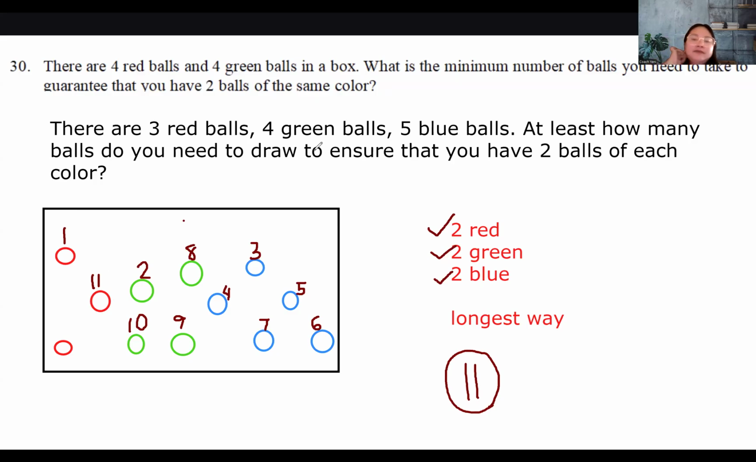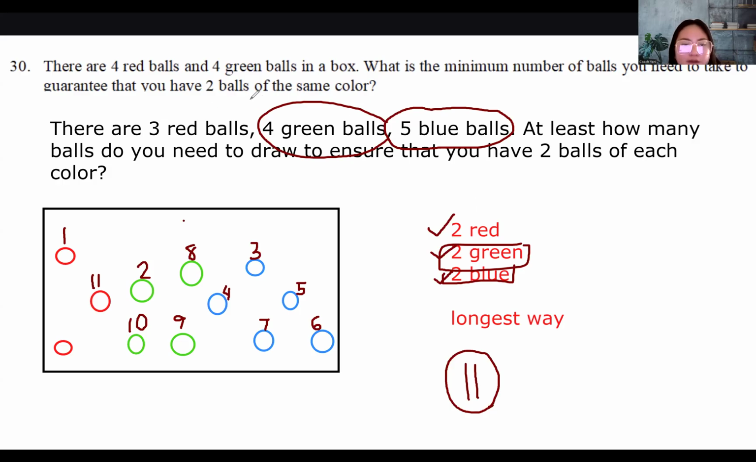So what's the rule of thumb? It's just easy. You look at what you need. Two red, two green, two blue. So you get the highest number of balls that you don't need, five blue balls. The second highest, four green balls. So you already satisfied this one, and you already satisfied this one. So the only thing that's left for you to do is to get two red balls. So if you would solve that, that is 5 plus 4 plus 2, it would give you 11. So that's how to solve it.